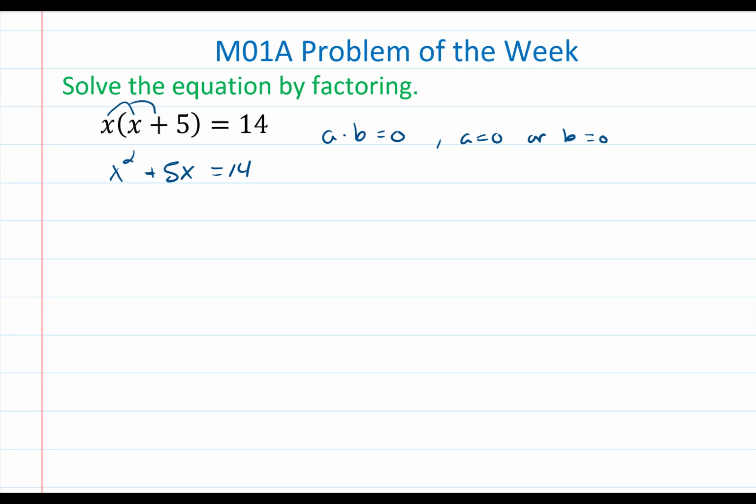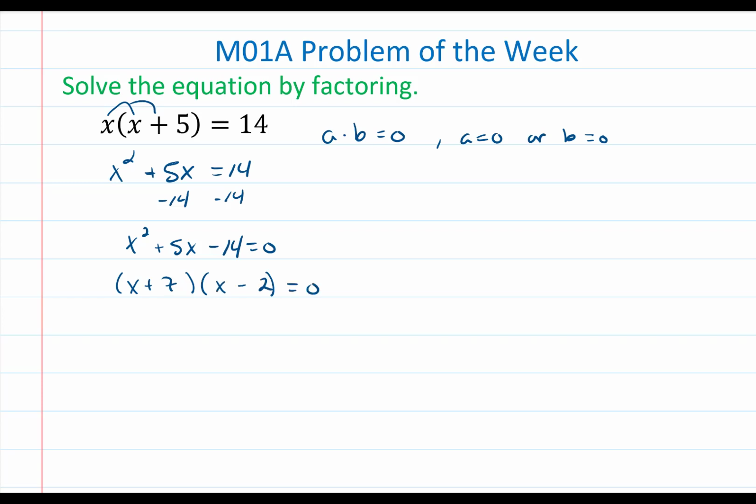This property is really dependent on the product of a and b, the product of the two factors, equaling 0. And so we need to get 0 on one side of the equation. So we're going to subtract 14 from both sides, and x squared plus 5x minus 14 is equal to 0. Now we need to factor the quadratic expression on the left, and the factors are x plus 7 and x minus 2.